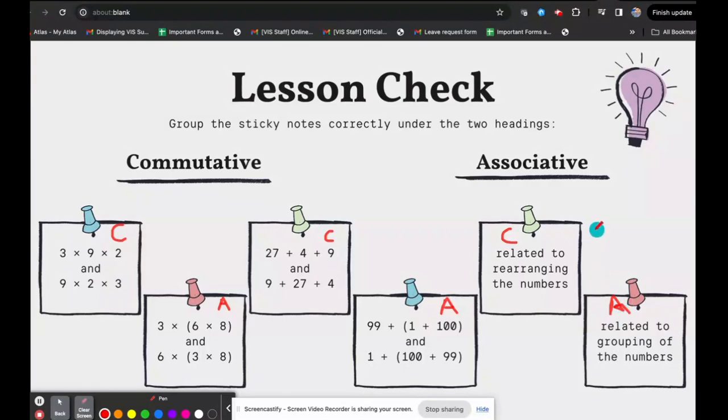So that's all for today. We have learned about the two main properties. The first one is the commutative property, the second one is the associative property, and both these properties involve two operations of math, addition and multiplication. So these properties do not involve division or subtraction.